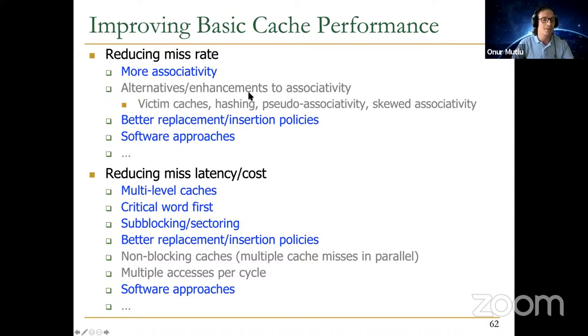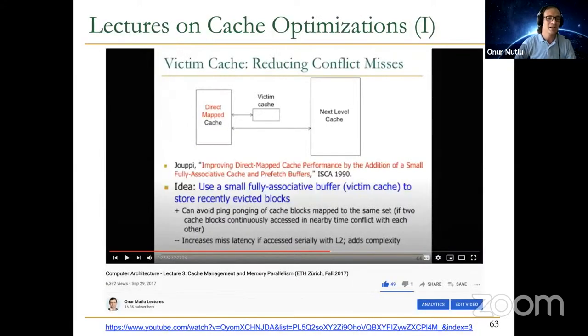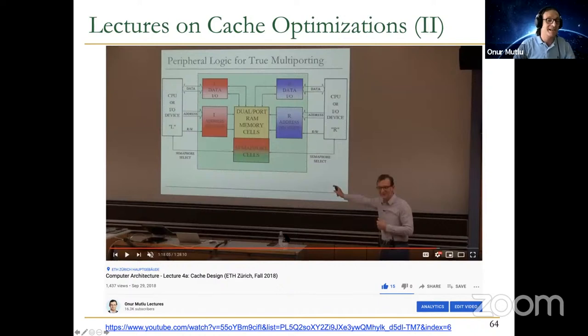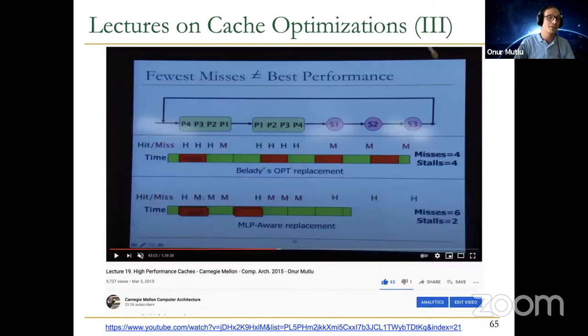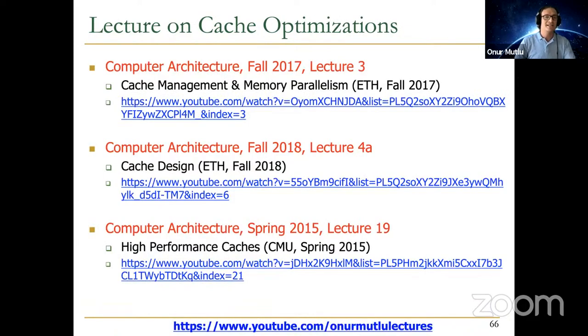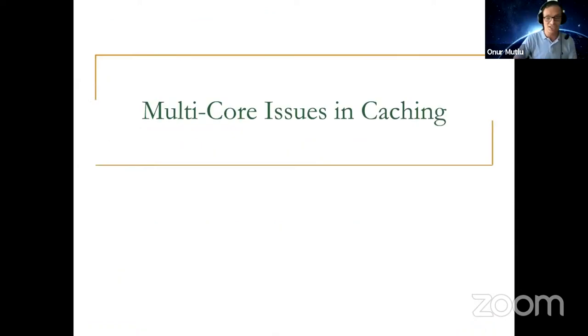There's a lot more to talk about in caching. We could have a semester-long course talking about caching, as I mentioned in the last lecture. But if you're interested, you can take a look at other lectures that talk about, for example, victim caches, which is a cool idea. And other things like multiple accesses in parallel, and maybe more details on hybrid replacement policies. I'm not going to talk about them in detail over here. And there are more lectures on cache optimizations.